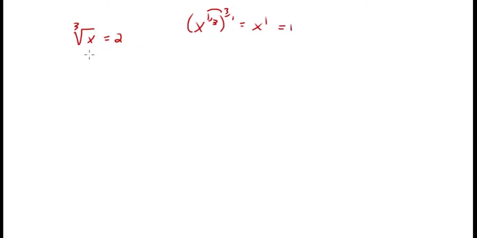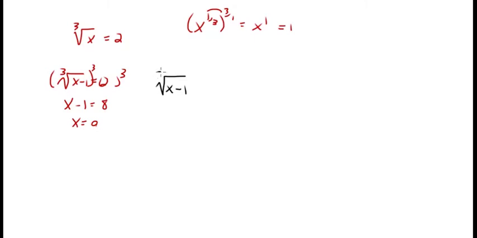And this applies to anything. If it was the cube root of x minus 1 equals 2, it'd be the same idea. We would just cube both sides, and we get x minus 1 equals 8. And then x equals 9. We can go back and plug that in and double check and make sure that we got it.